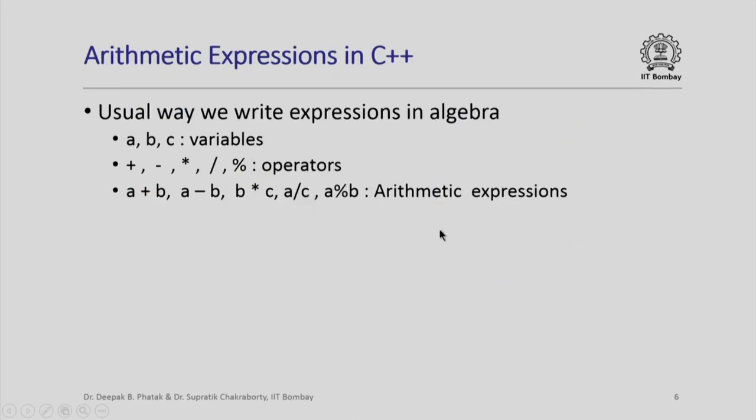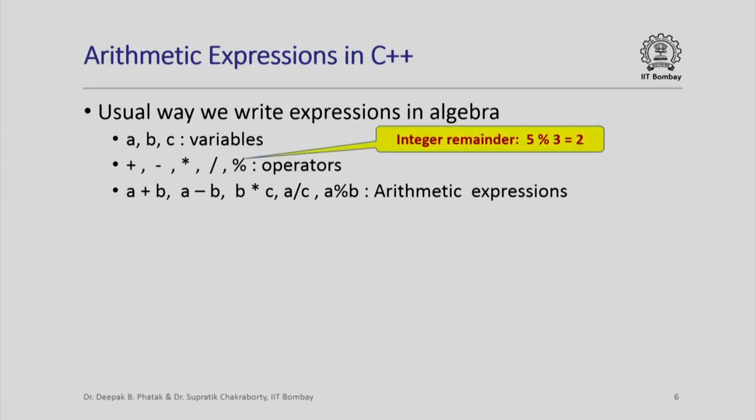Now, how do we write arithmetic expressions in C++? This is the usual way we write expressions in algebra. For example, I could have variables A, B, C. I could have different kinds of operators, addition, subtraction. This is the multiplication operator denoted by a star, division operator denoted by slash, and this is also called the remainder operator.